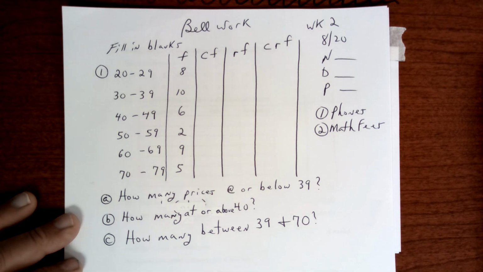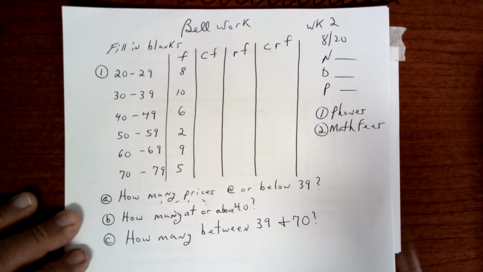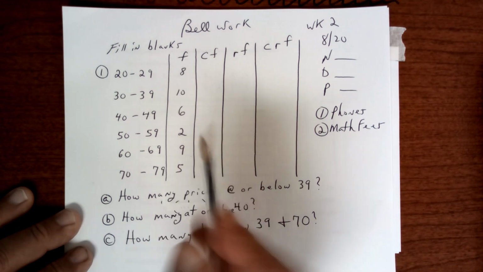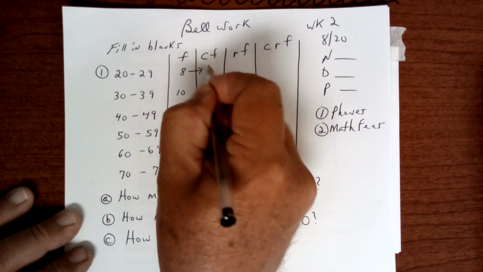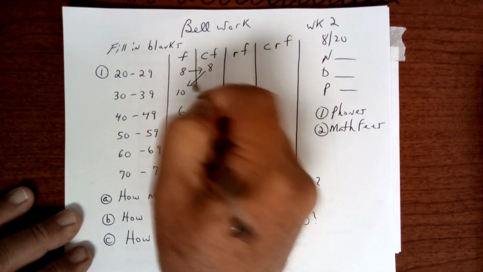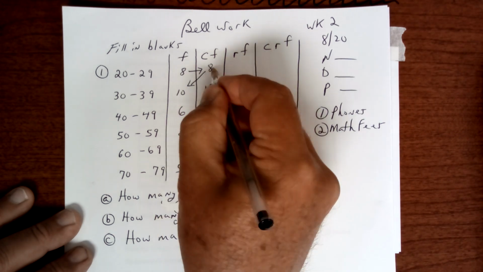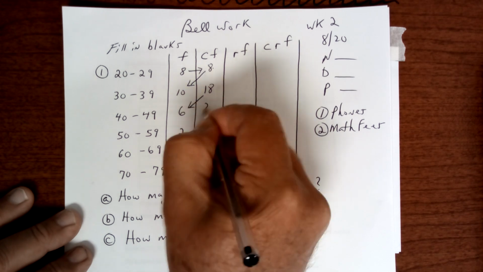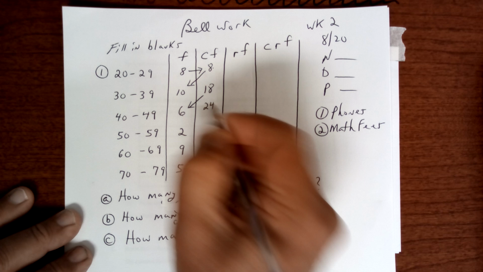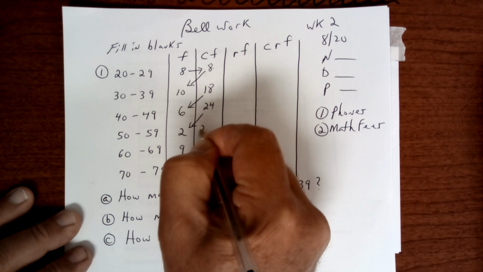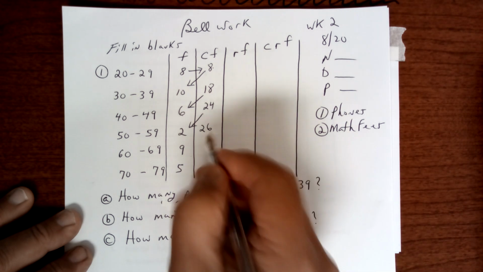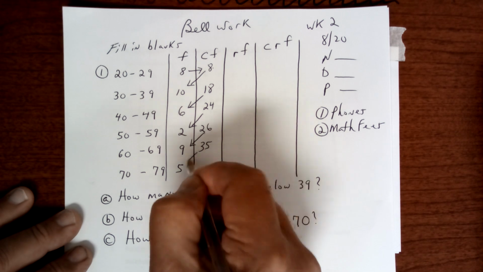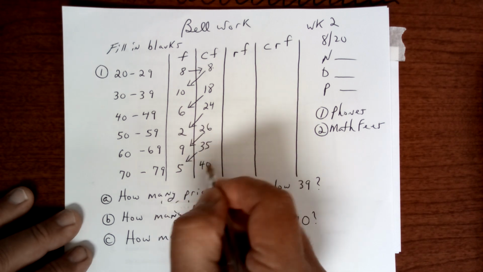Okay, so when you do cumulative frequency, you take this number and you move it over, and then you add it to this one, 8 plus 10. Then you add it to this one, 24. This plus this. Then you add it to this one, 26. Then you add it to this one, 35. Then you add it to this one, 40. So there's 40 total.